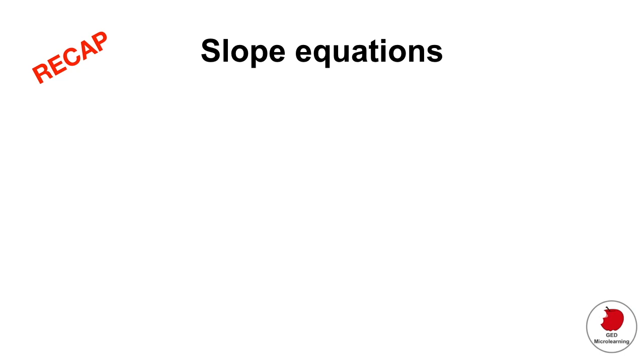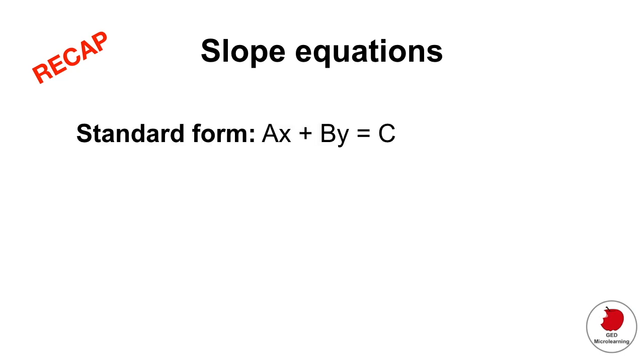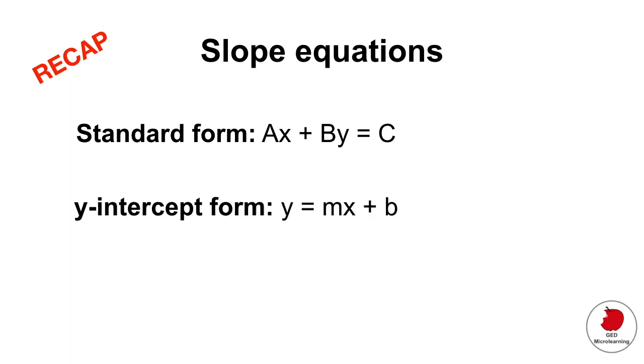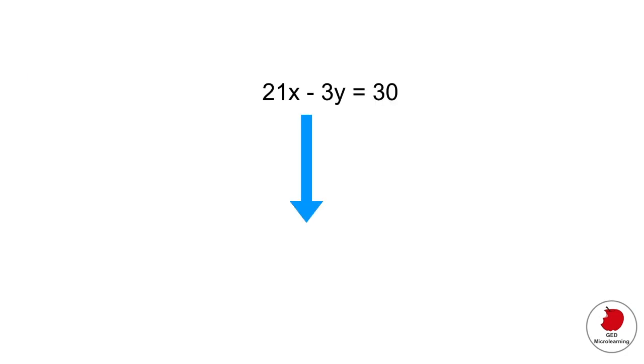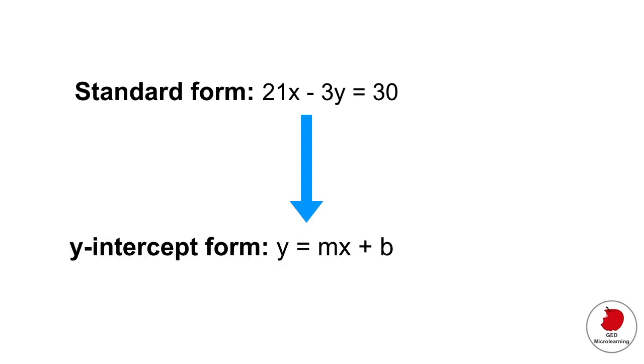Usually they give you slope equations in two formats: either the standard form like this, which is what we have in this question, or the y-intercept form. Remember that when they give you the y-intercept form, the letter m represents the slope. So that's what we want to find out. We want to find out what m is. They give us this equation in standard form, and we want to change it into y-intercept form to find the value for m, which represents the slope.